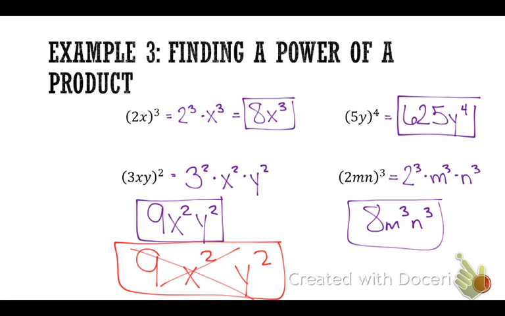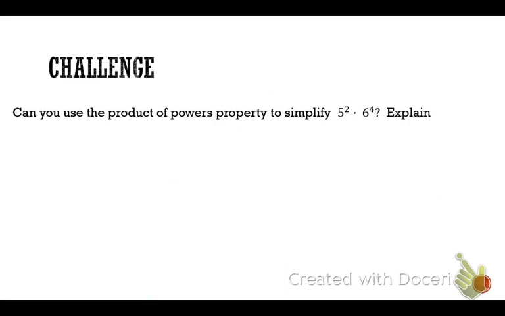All right, one more question for you, and for some reason on your notes it flips over to the next page, and you just have that one line. Can you use the product of powers property to simplify 5 squared times 6 to the 4th? Explain your answer. So if it's yes, tell me why. If it's no, tell me why not. Go ahead and answer that question. You guys can discuss among yourselves.